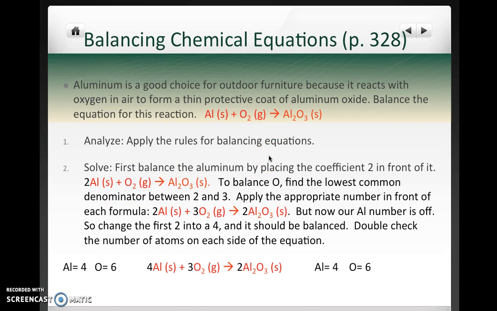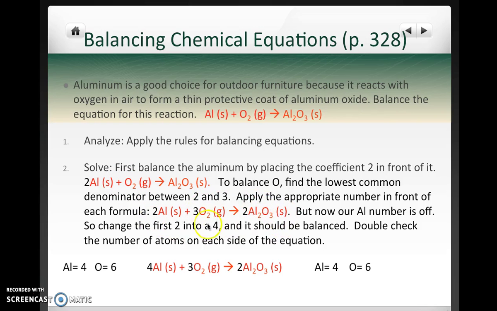Oxygens do not match up, so we look for, maybe my math term is incorrect, but the lowest common denominator. And so 2 and 3 is 6. So how can we get this oxygen to equal 6? You put a 2 in front. Okay, how do we get this oxygen to equal 6? You put a 3 in front, and you can see that we've done that down here.